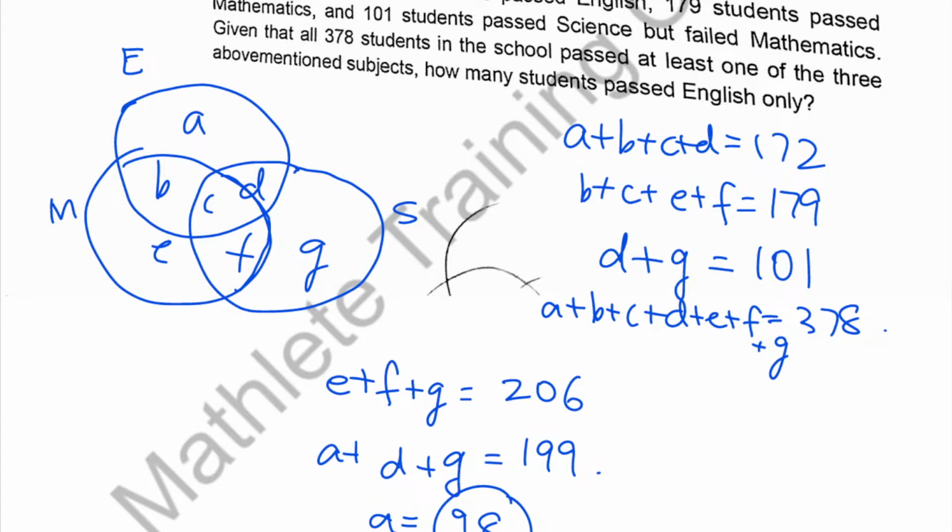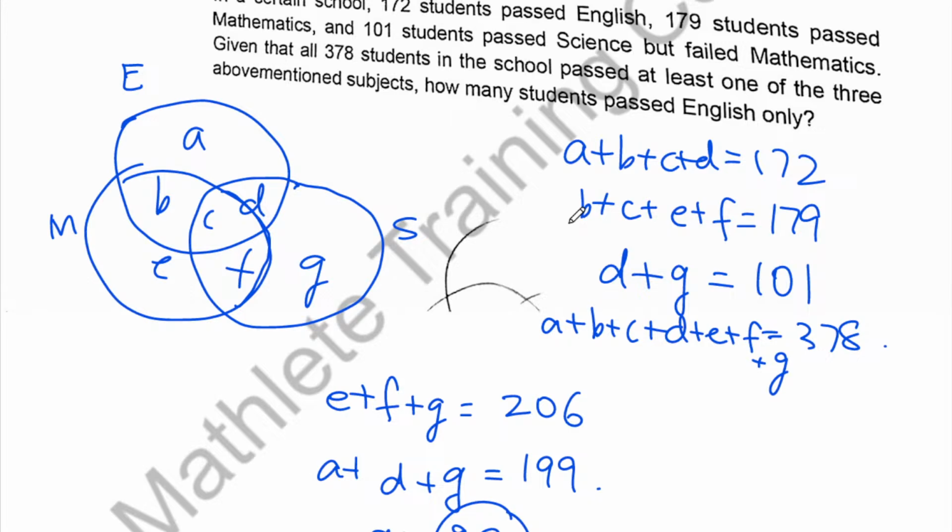Yeah, we might not have needed the first statement. Because if you consider those who passed maths, and then those who passed science but failed maths, yeah, correct. So that means passing either maths or science is 179 plus 101, which is 280. And then the rest must have passed English only. Yep, so that is 98.